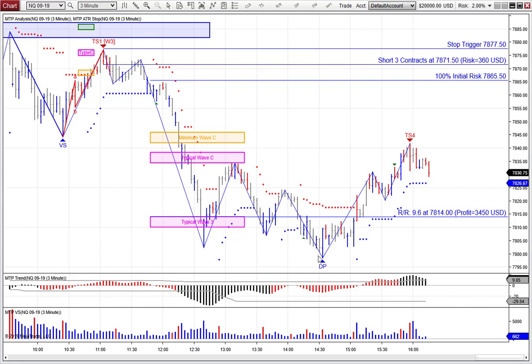We wouldn't have been looking for any buy setups here because our large degree trend was down off that DP. Our MTP trend was red, therefore these were against what we perceived to be the large degree trend. We probably wouldn't be looking to take these sell setups later in the day because we're very close to the close, and the large degree trend again wasn't quite so clear, not as clear as it was back up here.